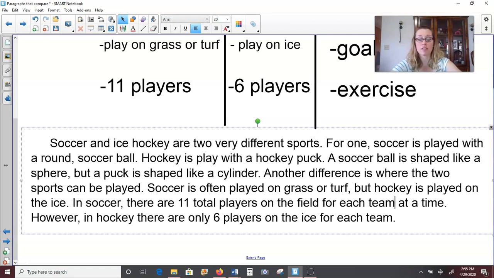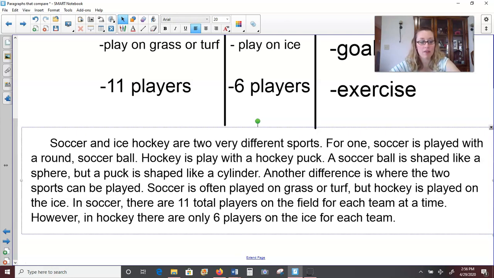I'm sorry, we did the differences, the paragraph that contrasts. So let's take a look. Soccer and ice hockey are two very different sports. Good topic sentence. For one, soccer is played with a round soccer ball. Hockey is played with a hockey puck. A soccer ball is shaped like a sphere, but a puck is shaped like a cylinder. Another difference is where the two sports can be played. Soccer is often played on grass or turf, but hockey is played on the ice. In soccer, there are 11 total players on the field for each team at a time. However, in hockey, there are only 6 players on the ice for each team.